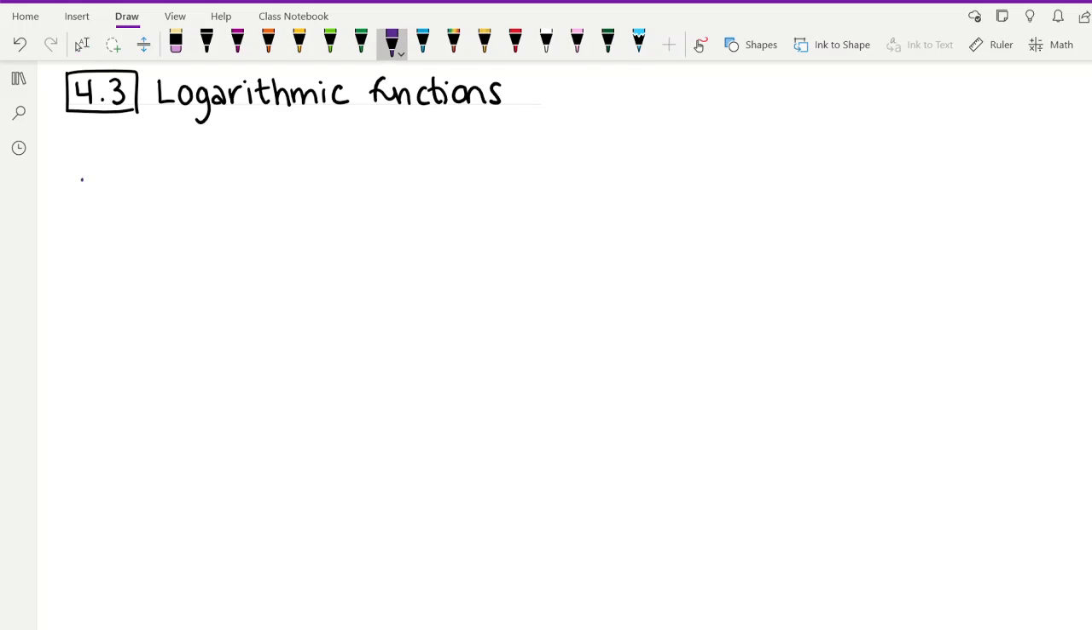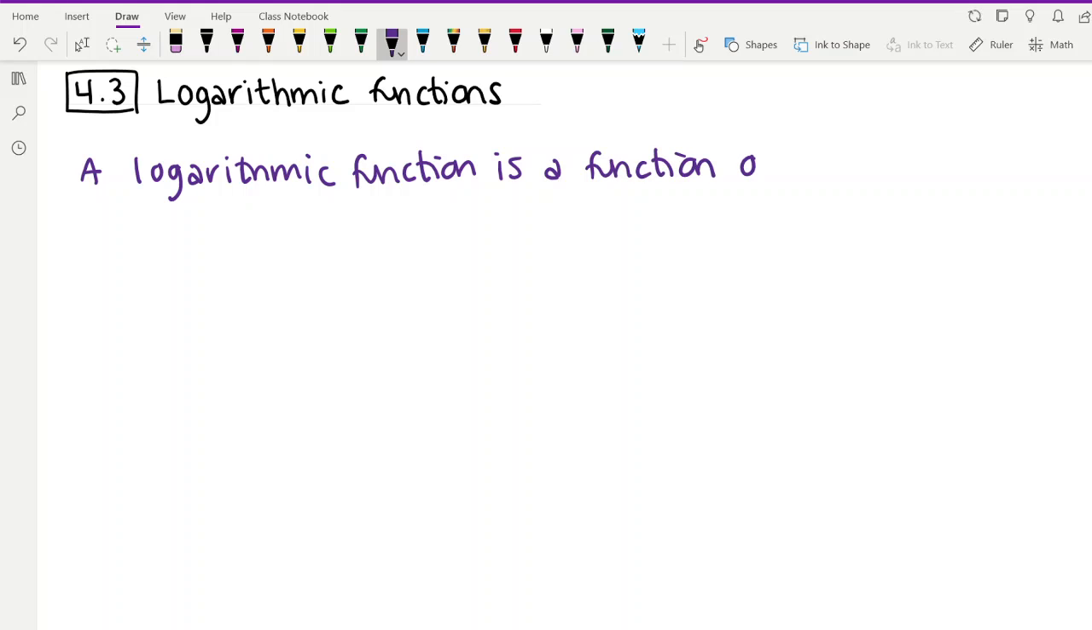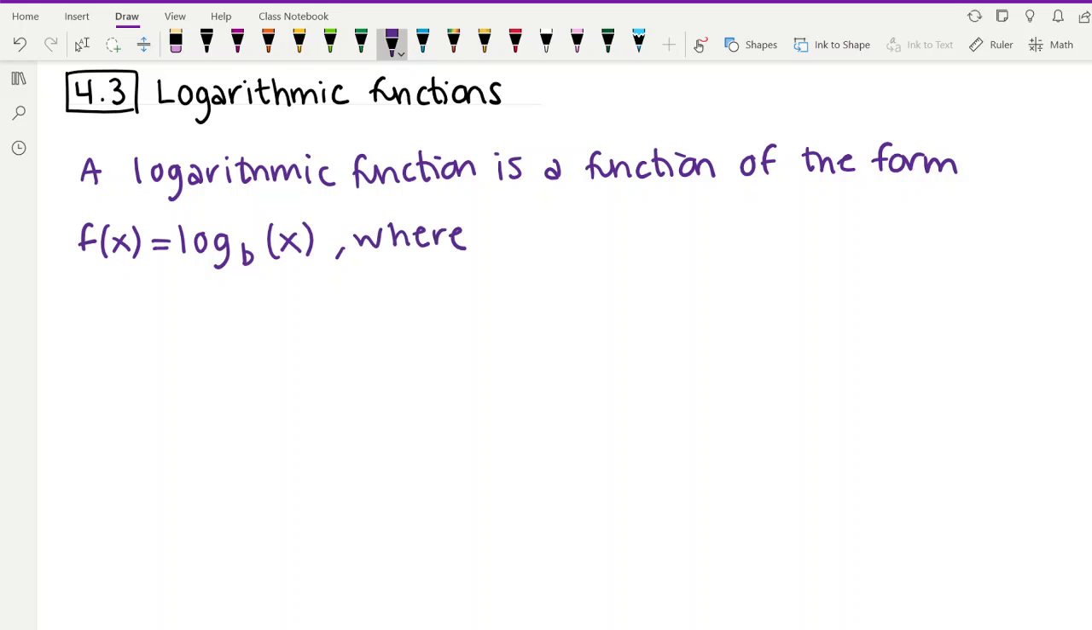So what is a logarithmic function? Well, a logarithmic function is a function of the form f of x is equal to log base b of x, where that number b, which we talked about in the last video, is referred to as the base of the logarithm.